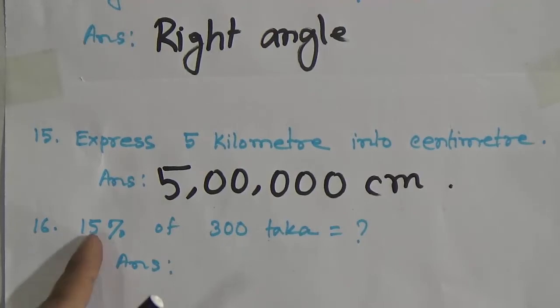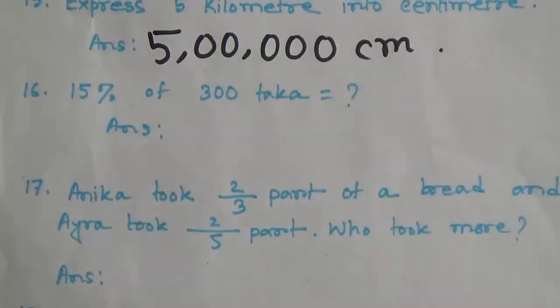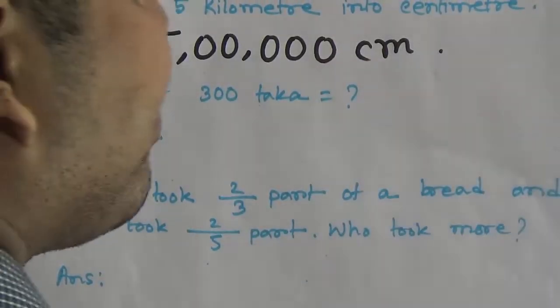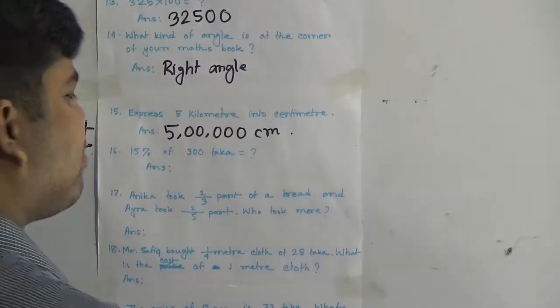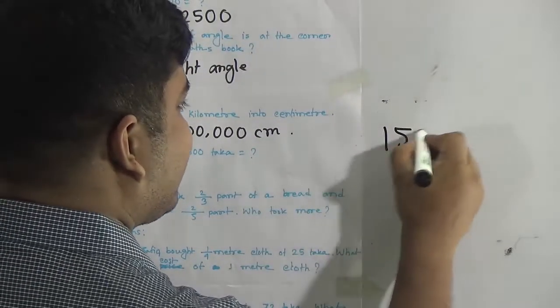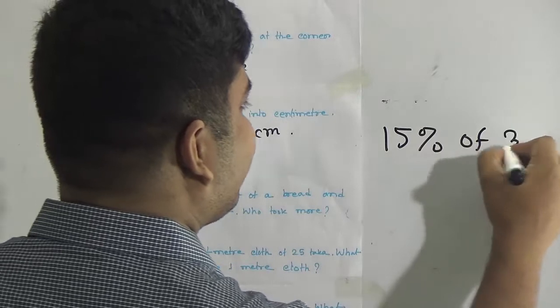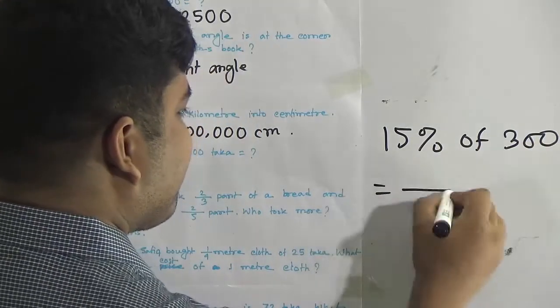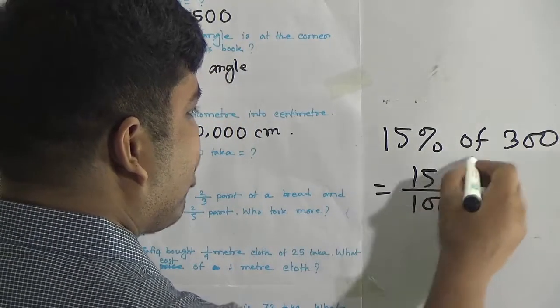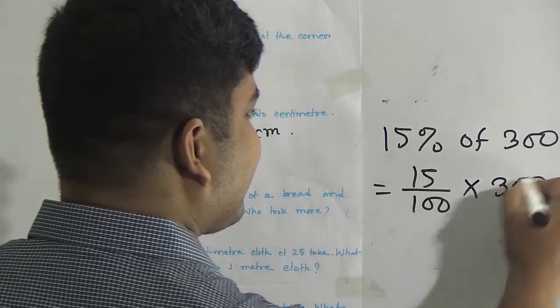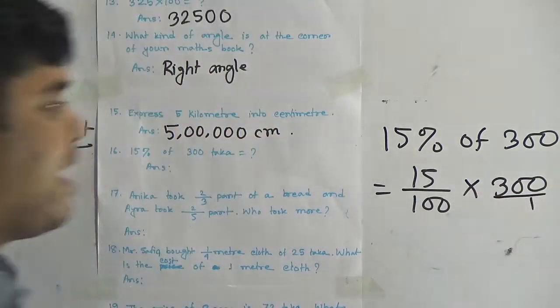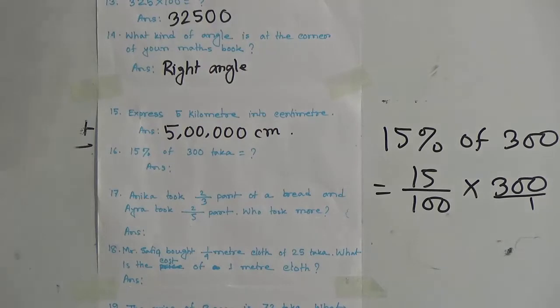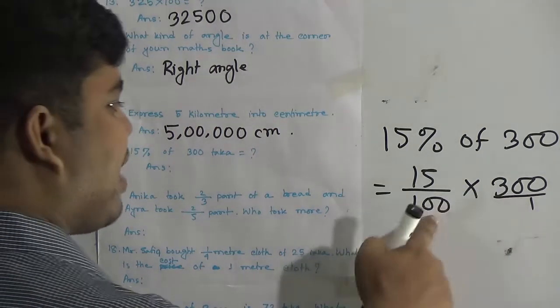Number 16 question, 15% of 300 taka equals what? It's so easy. Of means multiplication sign. 15% of 300. 15% means 15 by 100. Of means multiplication, and here 300. We know that every number has a denominator which is 1. So now we cut this 300 by 100.